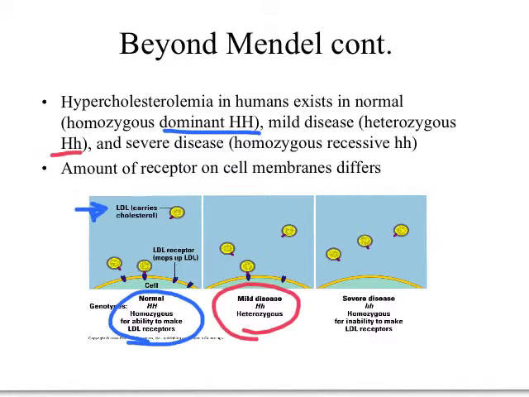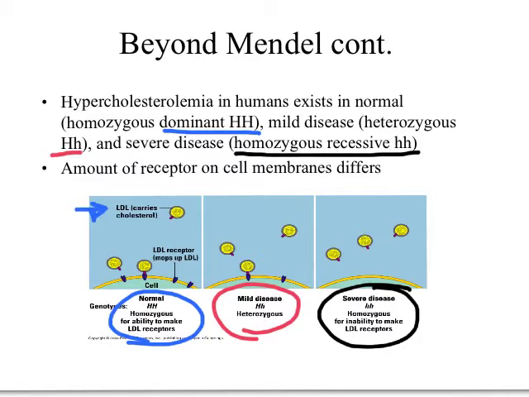However, there are some people who have this severe disease. They're homozygous recessive, little h, and their cells have the inability to make these receptors at all. So they have this accumulation of LDL cholesterol in their blood, which can lead to clogged arteries and heart attack and stuff like that.